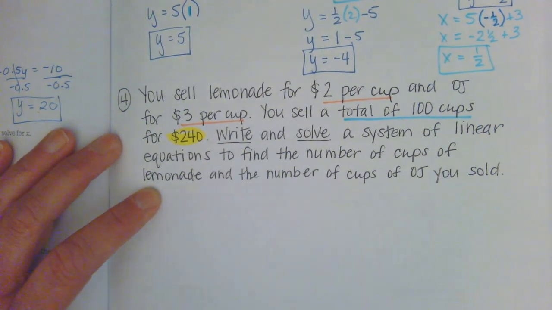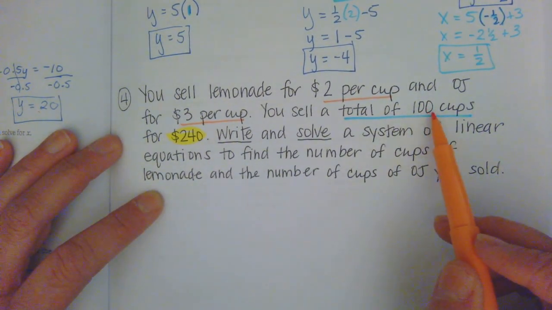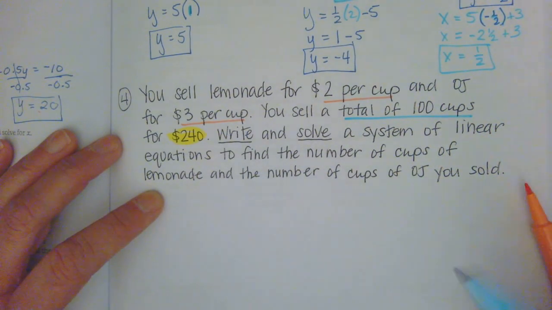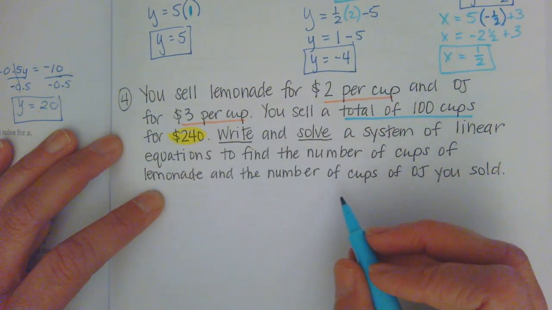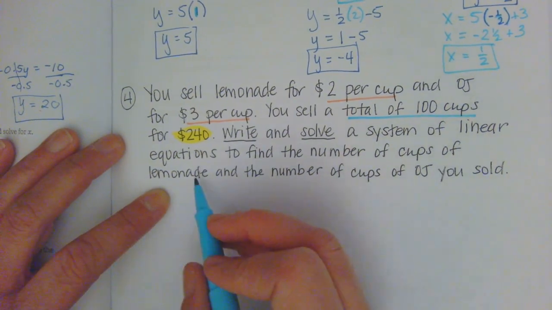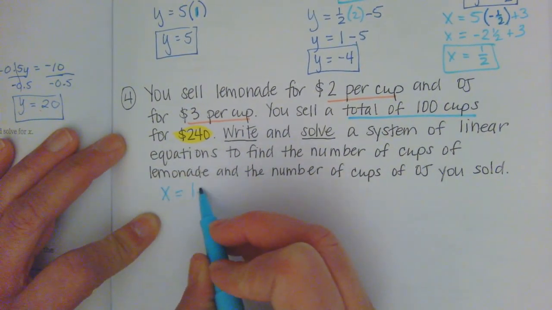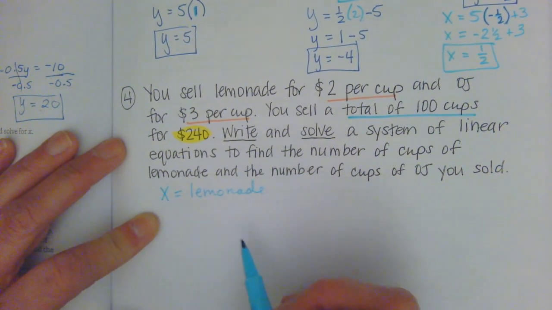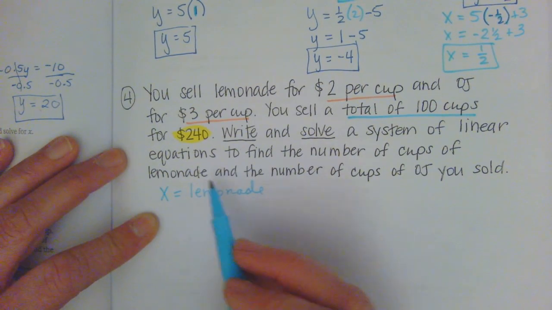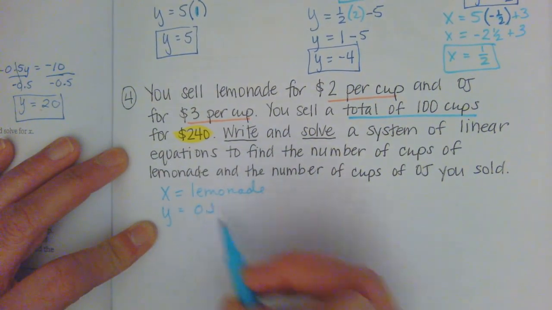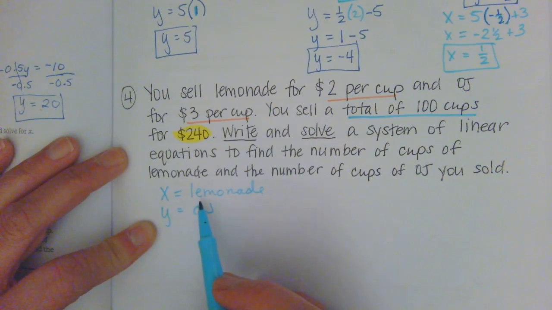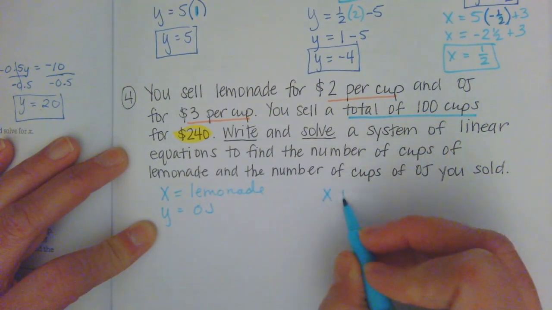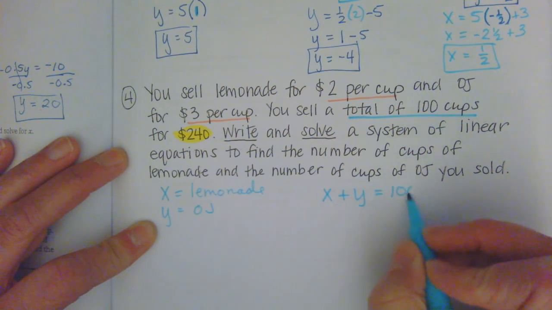Okay, so first of all, I know I have a total of 100 cups. How do I find my total of 100 cups? Well, let's make our lemonade our x. X equals lemonade. And you could use L if you wanted to. You don't have to use X and Y. And then let's use Y, and that's going to be our OJ. Okay, so I know if I add these together, they have to equal a total of 100.